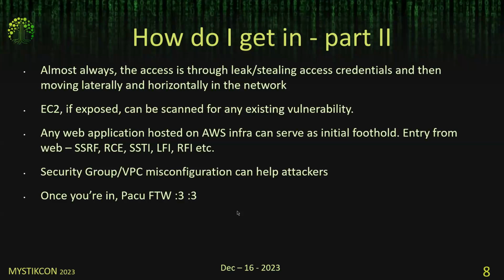So EC2, if you are scanning it properly and finding a vulnerability in it, you can connect to all of the instances connected to that particular EC2 instance. Web applications, VPC misconfiguration, all these things are just helping factors in getting the attackers' initial foothold. And yes, once you're in, you can use Pacu. It's an AWS post-exploitation framework developed by Rhino Security Labs, and it is a damn awesome tool.